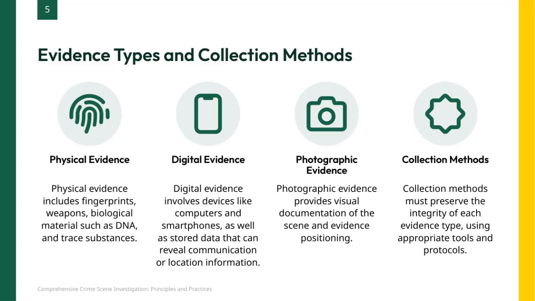When we talk about evidence and investigations, there are several key types to keep in mind. First, physical evidence is anything tangible like fingerprints, weapons, biological materials such as DNA, and trace substances. These items can directly link a suspect to a crime scene or victim. Then we have digital evidence, which comes from devices like computers and smartphones. This type of evidence includes stored data that can reveal important details, such as communications or a person's location. Photographic evidence is equally critical since it provides a visual record of the crime scene and the exact placement of evidence, helping preserve context. Finally, the methods used to collect evidence are crucial.